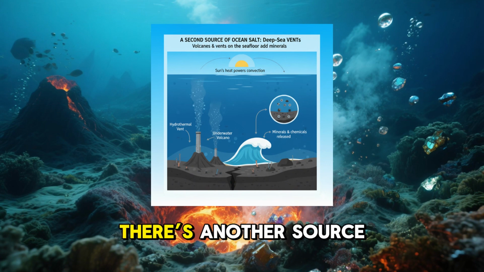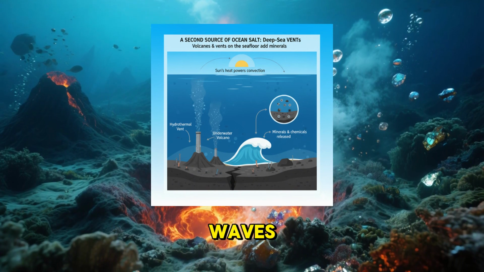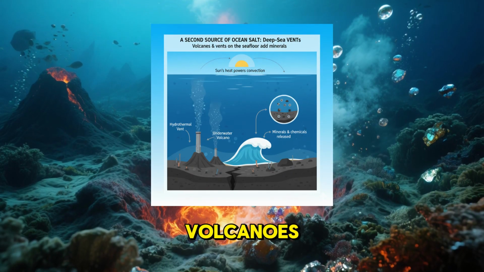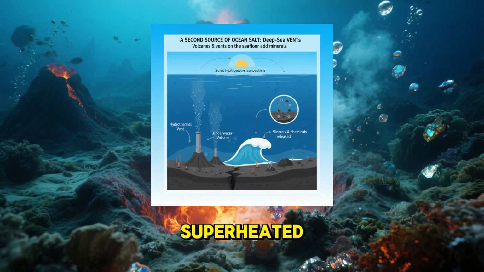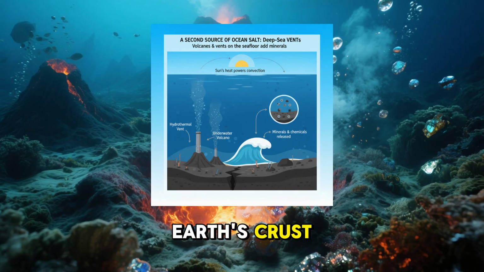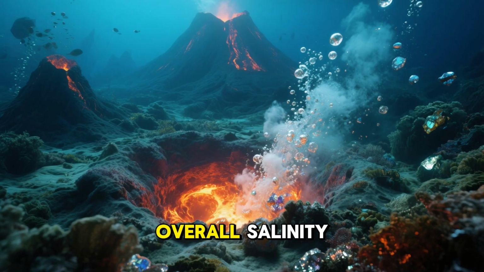There's another source of salt too, and it's a bit more dramatic. It comes from deep beneath the waves. All over the ocean floor, there are hydrothermal vents and underwater volcanoes. Think of them as hot springs on the seabed. They spew out superheated water that's rich in dissolved minerals and chemicals directly from the Earth's crust. This adds another dose of salt to the seawater, contributing to its overall salinity.